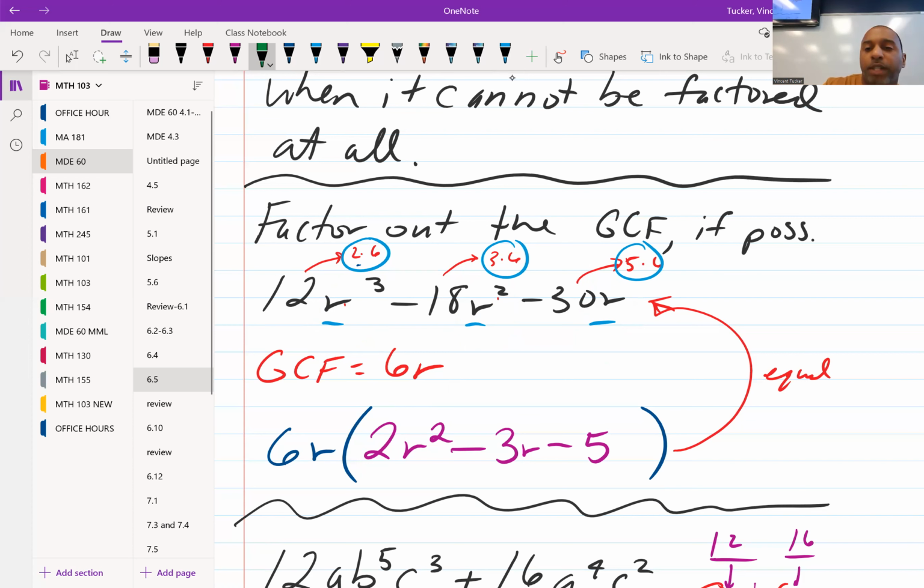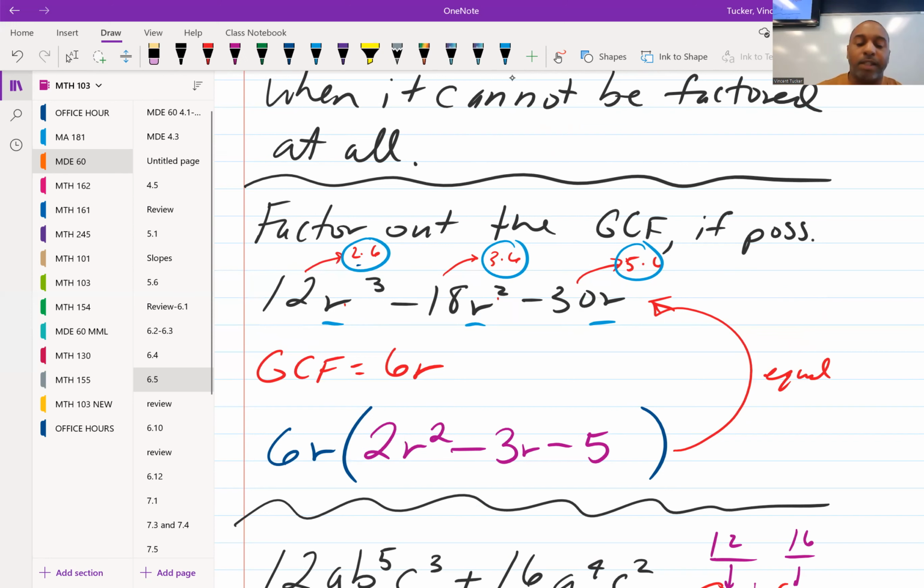So now my factorization has to equal what I had originally. I can always check my factorization by multiplying it back out, and it should give me my original expression. So when I take 6r out of this 12r cubed, you have to ask yourself, what is going to be left? Well, we know 6 times 2 is 12, so if I pull a 6 out, 2 will be left. And then if I pull one of the r's out, 2 of your r's will be left.